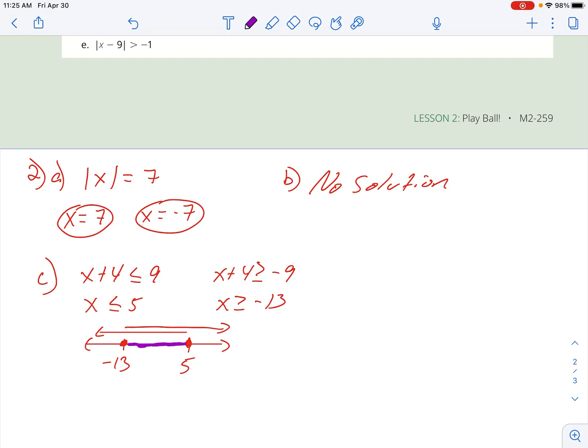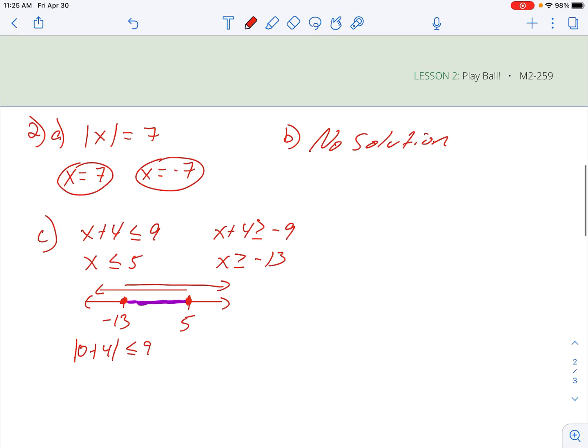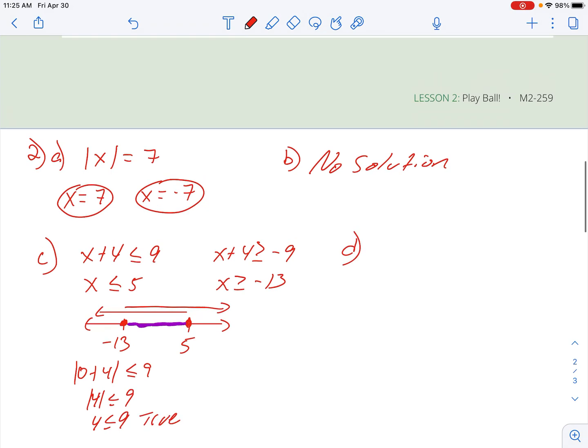And if you're not sure if you got the right answers there, you can always pick a number inside of there. If I pick a 0 and plug it back into the original, I can just check to make sure I did shade properly. And absolute value of 4 is 4. 4 is less than 9. We do have a true statement, so it looks like we're good to go there.